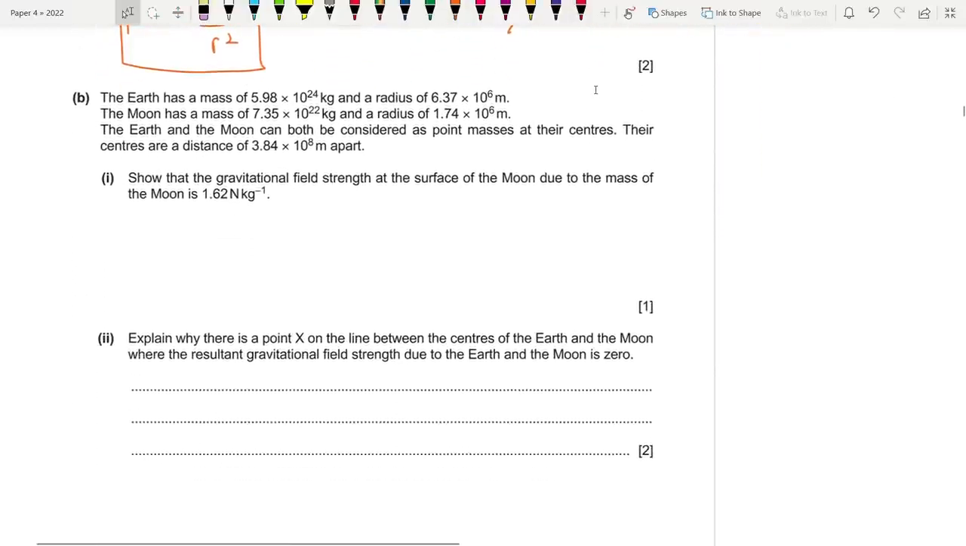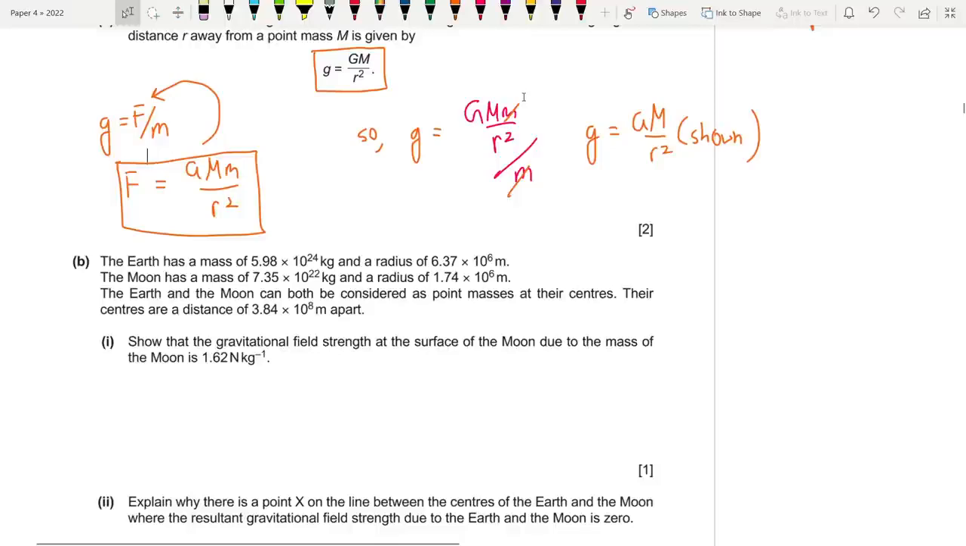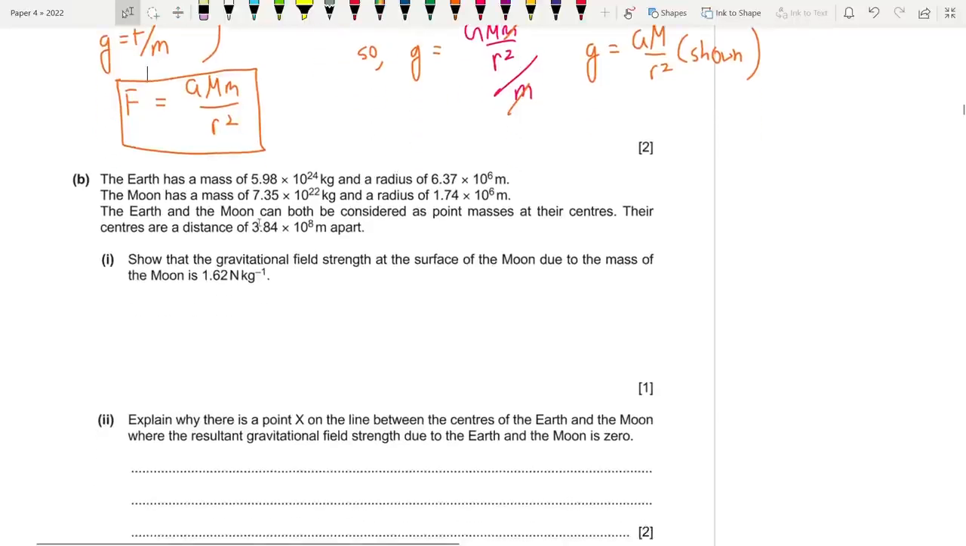The Earth has mass 5.98 times 10 power 24 kg and radius of 6.37 times 10 power 6. The moon has a mass of this and a radius of this. The Earth and moon can both be considered as point masses at their centers. Their centers are at a distance of 3.84 times 10 power 8 meters apart. Show that the gravitational field strength at the surface of the moon due to the mass of the moon is this. Sure. So we're going to use g is equal to GM by R square.